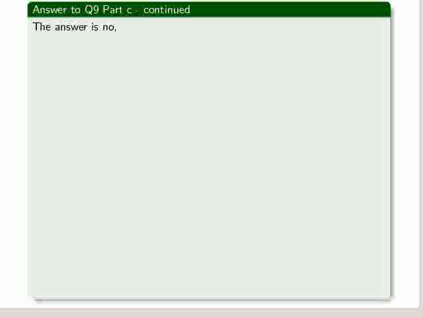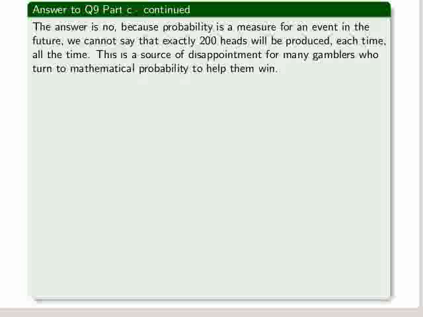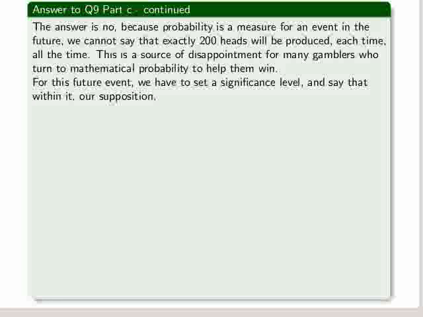The answer is no, because the probability is a measure for an event in the future. We cannot say that exactly 200 heads will be produced each time, all the time. This is a source of disappointment for many gamblers who turn to mathematical probability to help them win. For this future event, we have to set a significance level and say that within it our supposition, our hypothesis, cannot be called a lie.